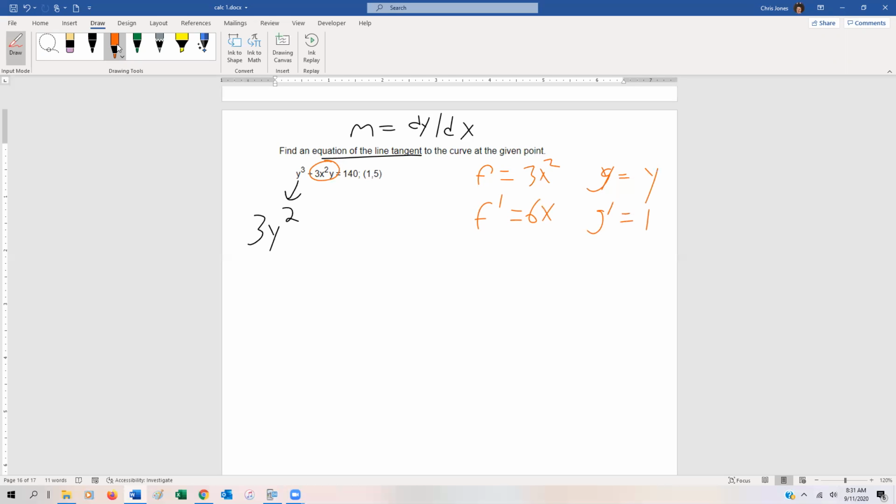Right. Now, what we're also going to do is remember that anytime we take a derivative with respect to y, we have to multiply by a dy/dx, and we have to do that over here as well. So we have 3y squared dy/dx. We're going to use our product rule, f prime g plus f g prime. So that's going to be plus 6xy, and then 3x squared times dy/dx.